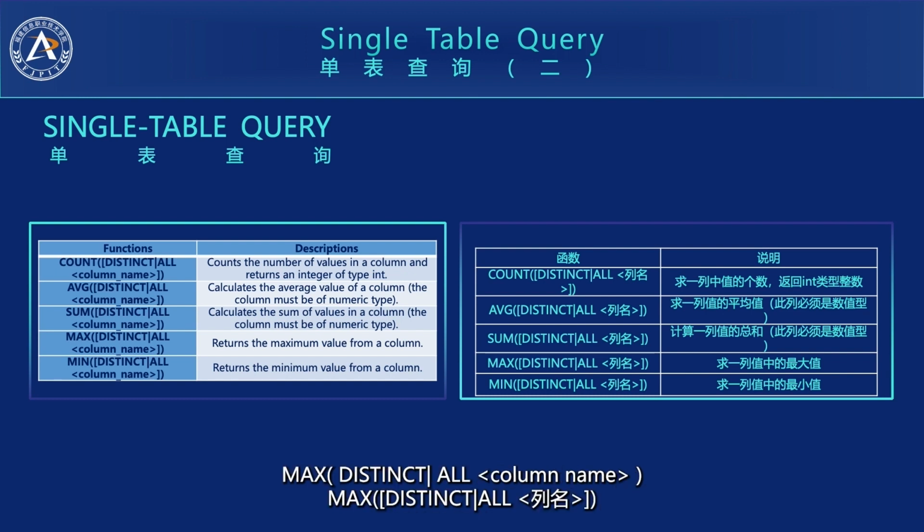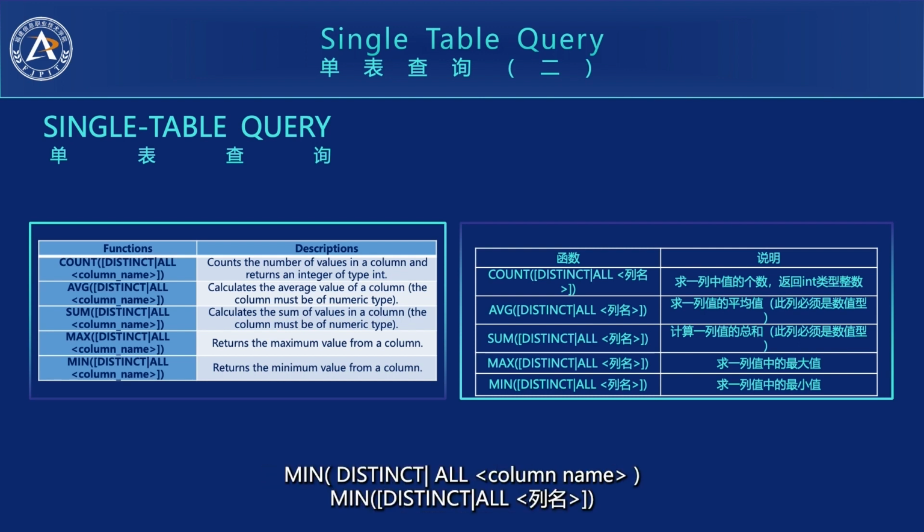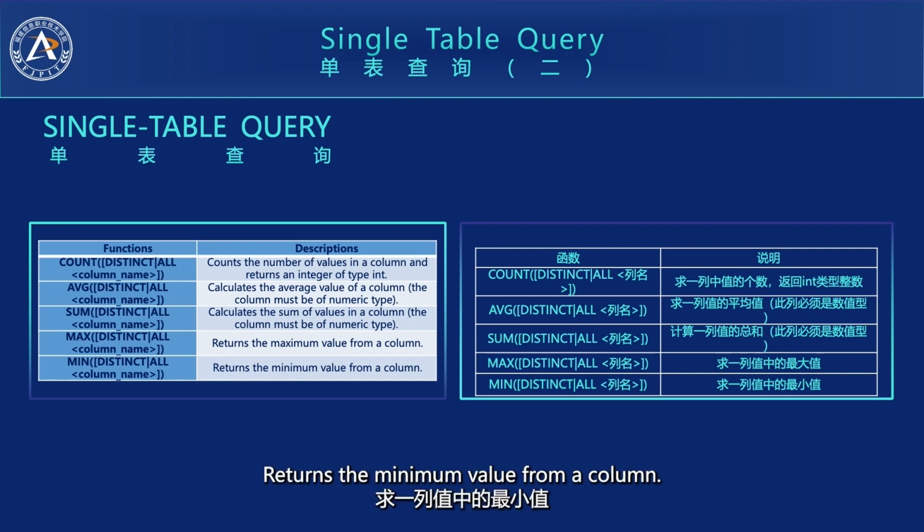Max, distinct vertical line, ALL, less than column underline name, greater than. Returns the maximum value from a column. Min, distinct vertical line, ALL, less than column underline name, greater than. Returns the minimum value from a column.